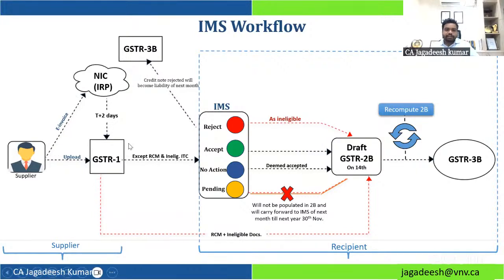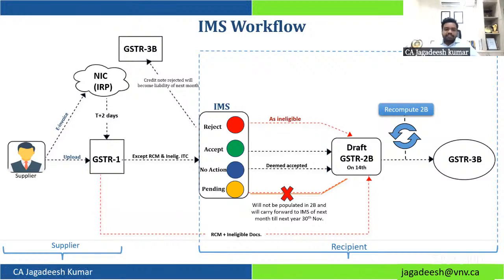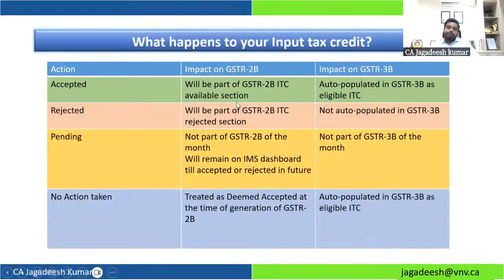I will try to summarize how the IMS is operating in the GST. First we'll see the independent parts and we'll come back to this slide again. So I hope it is clear to you all. I will explain these RCM ineligible documents and credit note in 3B in the later slides. So what happens to your input tax credit? How does the invoice management system impact my GST2B and GST3B?